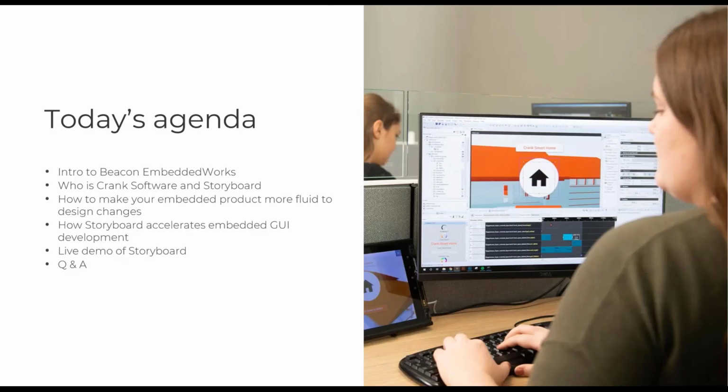So what are we going to be covering? Well, today we're going to first jump into and give you an overview of who Beacon EmbeddedWorks is and the products that they bring to the table and how it can really help bring some power and performance to your embedded products. Next, we'll jump into introducing who Crank Software is and our GUI development tool, Storyboard. And we'll talk about how to make your embedded product more fluid to design changes, as well as how Storyboard can really help accelerate your embedded GUI development. Then we'll jump into a live demo of Storyboard and then wrap things up with your questions.